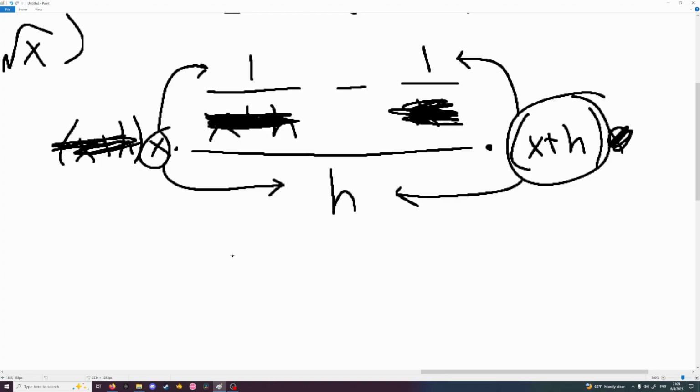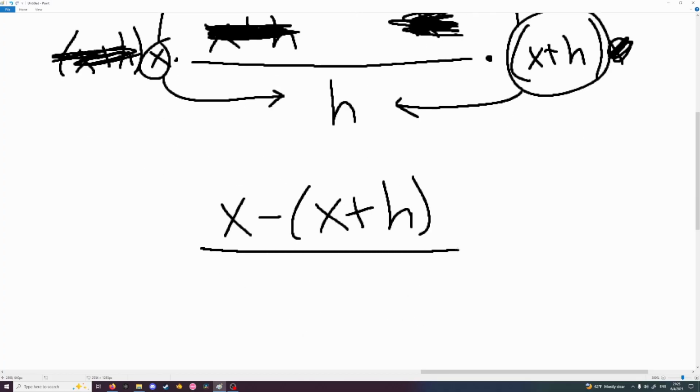So we have x, and then times, I mean not times, minus x plus h. There we go. I can English. I know how to speak English. Then we have our h times our x plus h times our x.